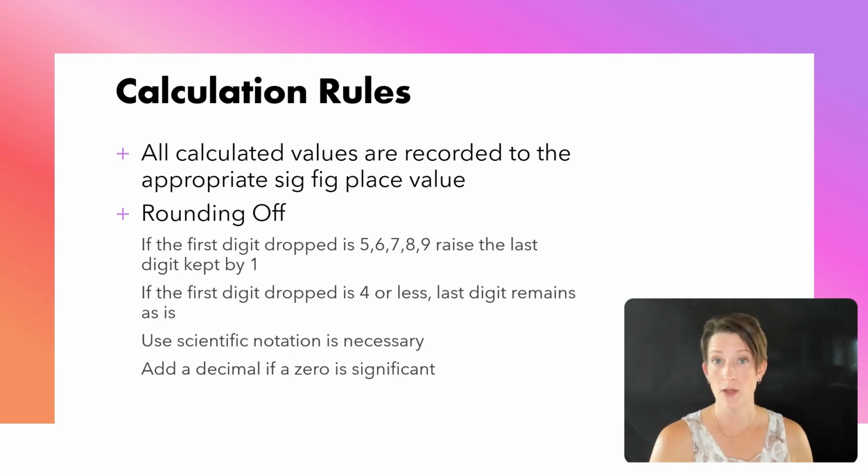To do this, you have to follow the rounding off rules. These hopefully are just a reminder. If the first digit dropped is going to be 5, 6, 7, 8, or 9, you raise the last digit kept by 1.